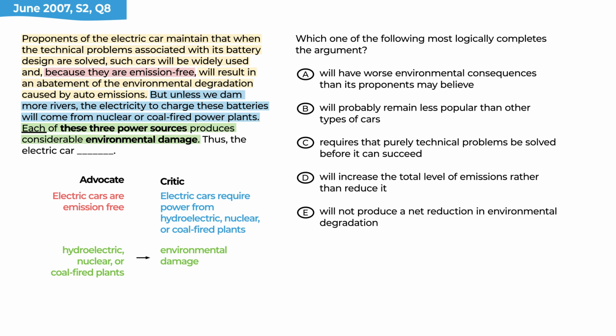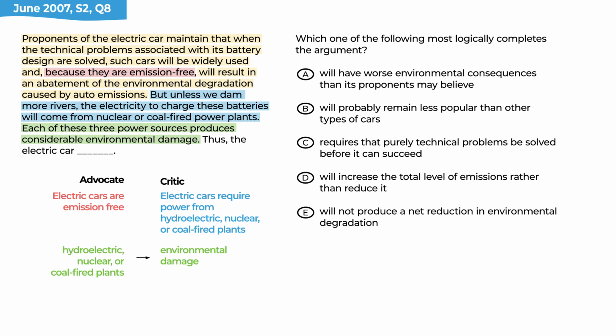So this is a relationship that essentially says that hydroelectric, nuclear, or coal-fired power plants, they all produce a considerable amount of environmental damage. So that's the concern from the critic, that the electric cars are going to require energy from somewhere, and that somewhere is going to imply significant or considerable environmental damage. Okay, so we have the proponents who are saying, hey, they're emission-free, and the critic who's saying, hey, yeah, but that electricity needs to come from somewhere, and that somewhere is going to also involve environmental damage.